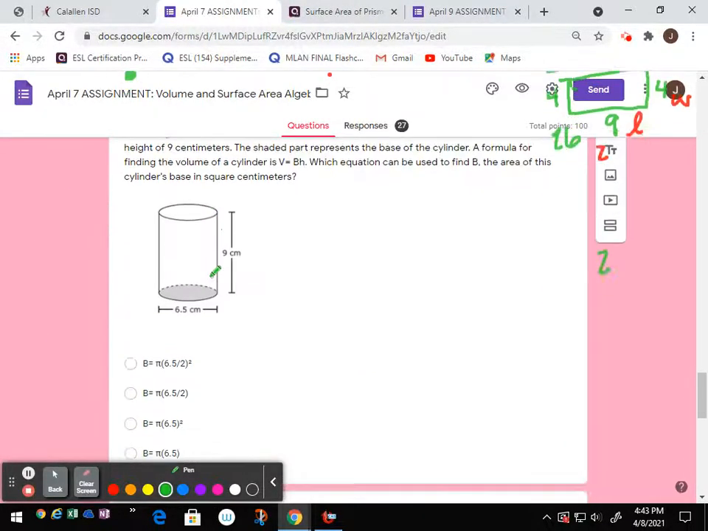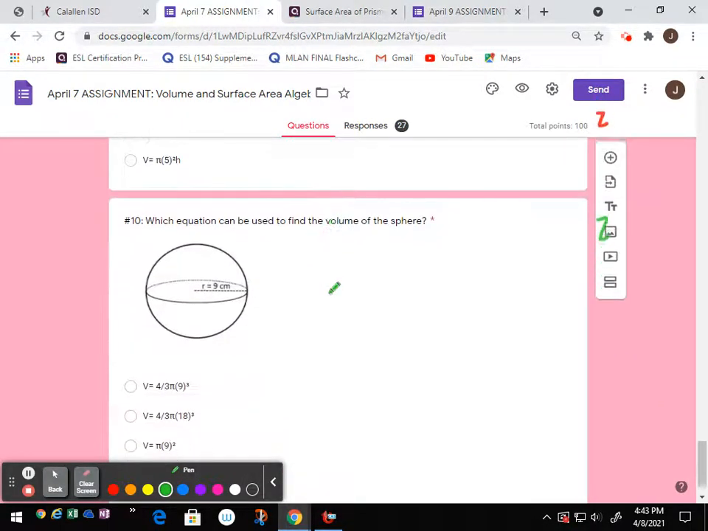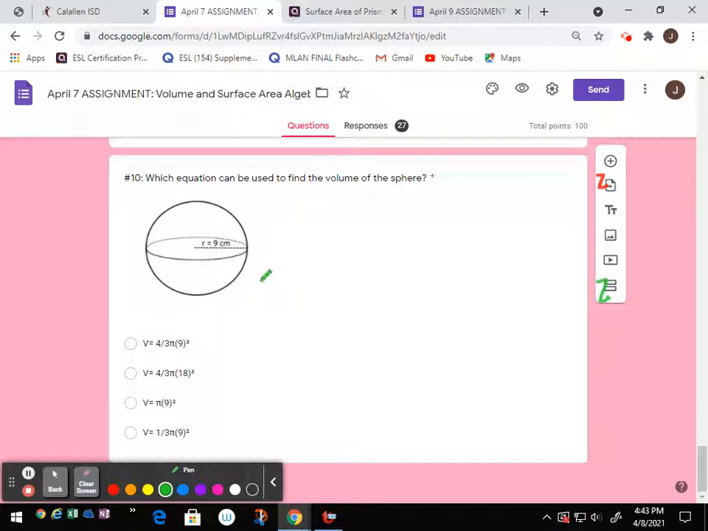The last question we're going to do is number 10. Number 10. Which equation can be used to find the volume of the sphere? Okay, so we're just talking about volume of the sphere. Volume formula for a sphere is 4/3 times pi times radius squared.